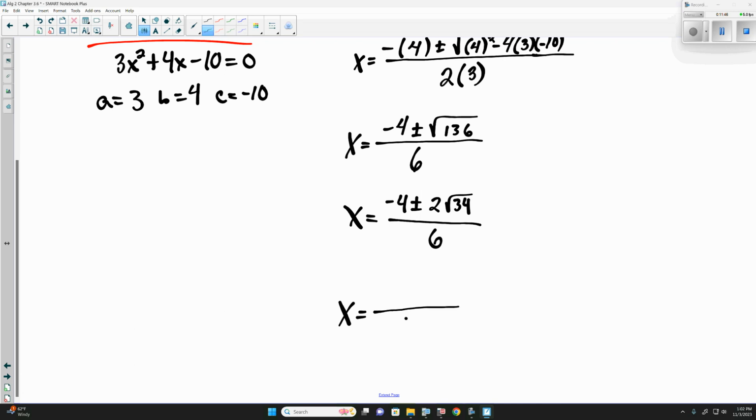Because the negative 4 would become negative 2, plus or minus our 2 square root of 34 would become just the square root of 34. We pulled the 2 out of all 3 terms. We could put 1, but we don't have to write it because we have the square root of 34. If it had just been 2, then we would have.